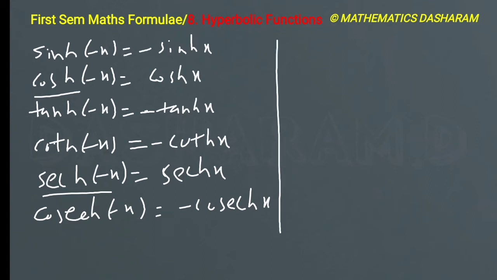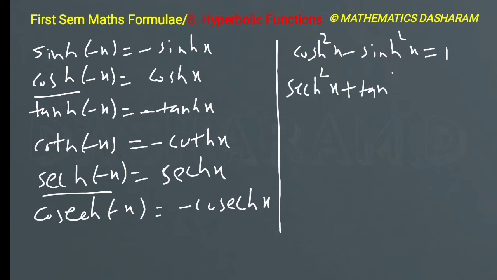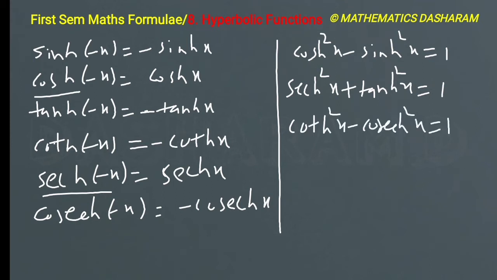Next, three identities, which are cosh square x minus sinh square x equals 1. Next, sech square x plus tanh square x equals 1. Next, the last one is coth square x minus cosech square x equals 1.